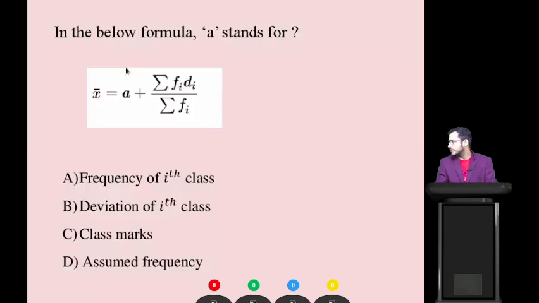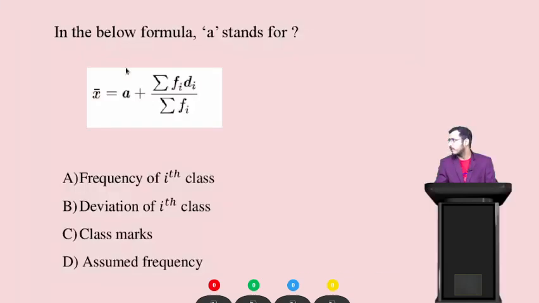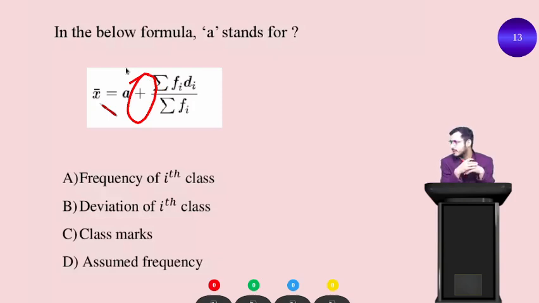Yes, now students, question time. In the below formula, A stands for what? I am giving you 30 seconds for this question. Okay, which option is correct here? X bar is equal to A plus sigma fd by sigma f. A stands for: frequency of ith class, deviation of ith class, class marks, and assumed mean. So which option is correct here?